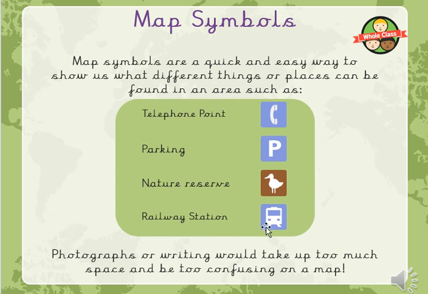Also, the final one is a train. Can you guess what this symbol might represent? That's right, a train station or a railway station. So if you're looking for a train station, you need to find this symbol on the map and then use your direction to find it.